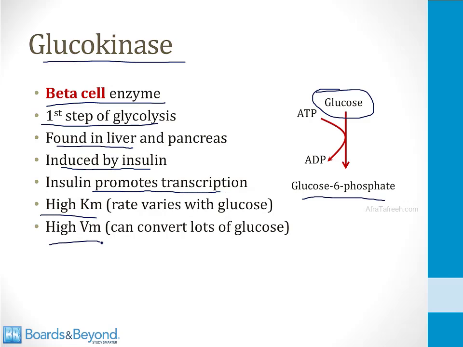The high Km means this enzyme is more active when there are higher glucose levels, and the high Vm means it can convert lots of glucose, and both of these features make it a very effective enzyme for the beta cell, where you want this enzyme to be very active when glucose levels are high, and you want it to be inactive when glucose levels are low.